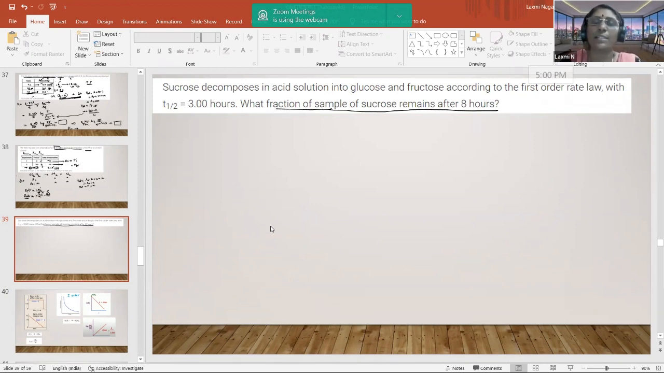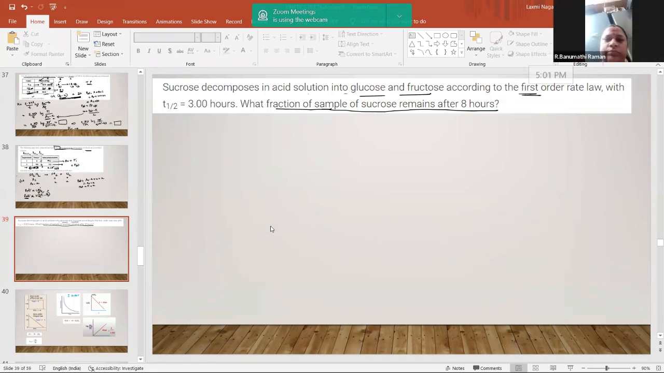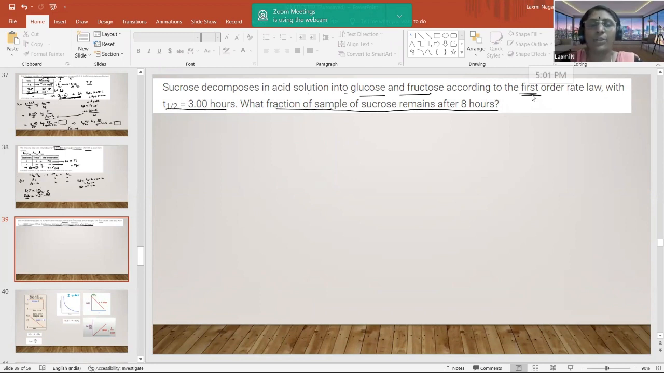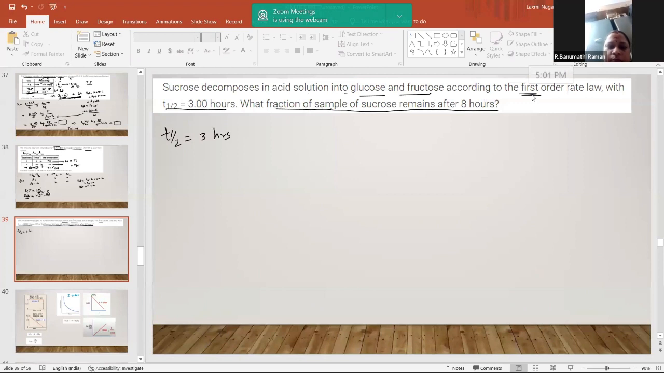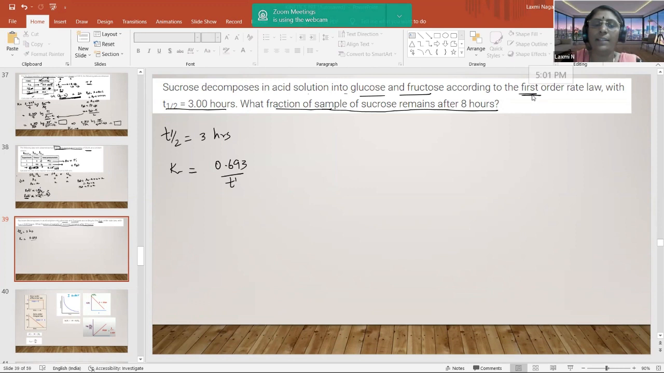Sucrose decomposes in acid solution into glucose and fructose according to the first order kinetics, with T half equal to 3 hours. So if you know the T half as 3 hours, then you know the k value, 0.693 by T half. So you know the k. What fraction of the sample of sucrose remains after 8 hours?